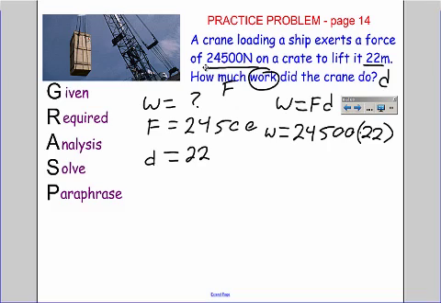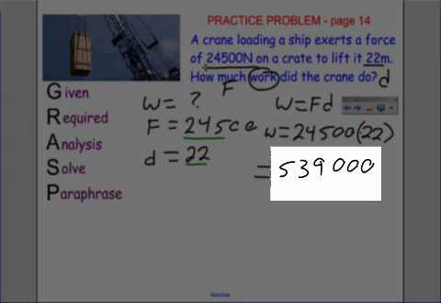Now all we have to do is the multiplying part. So 24,500 times 22, our answer here, 539,000. Now we're not quite done. We need to change this and put it into significant digits. Right now we have 6 numbers up here, 3 of which are significant.